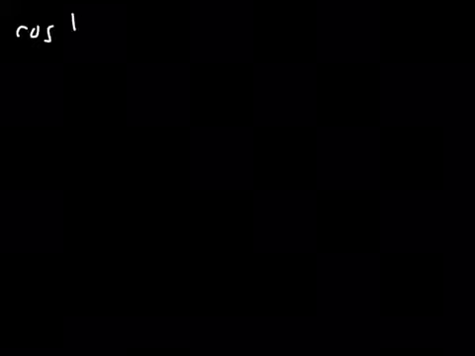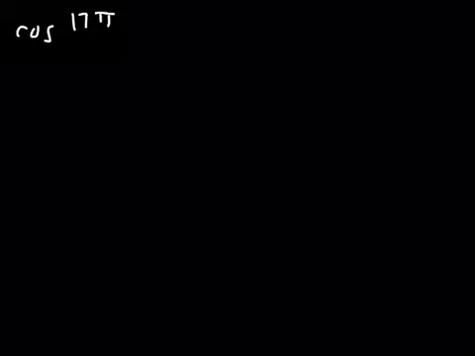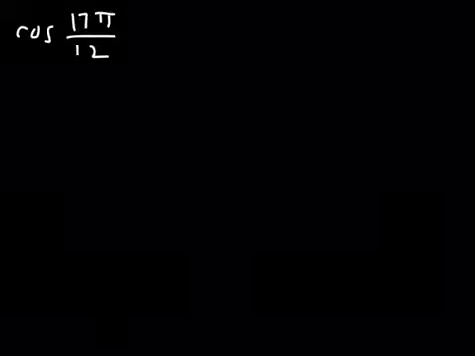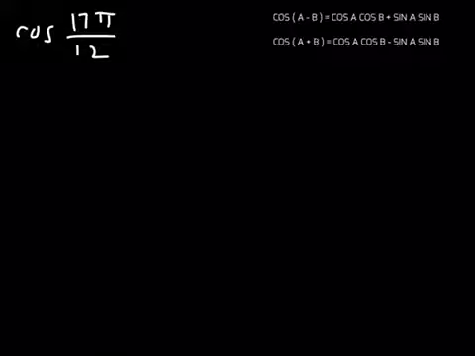They want you to find cosine of 17 pi over 12. We can find the value of this expression if we rewrite it as a sum or a difference, right? Before I go much further, let me remind you what your identities say. There they are.